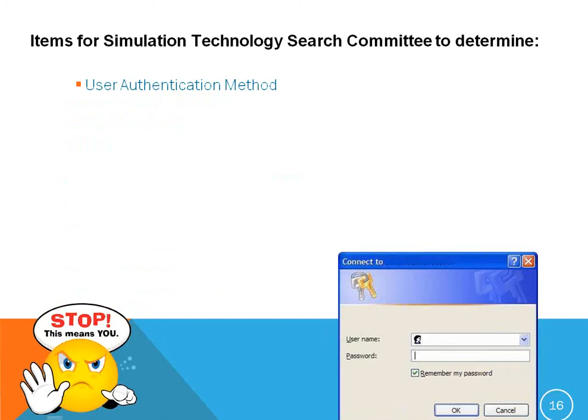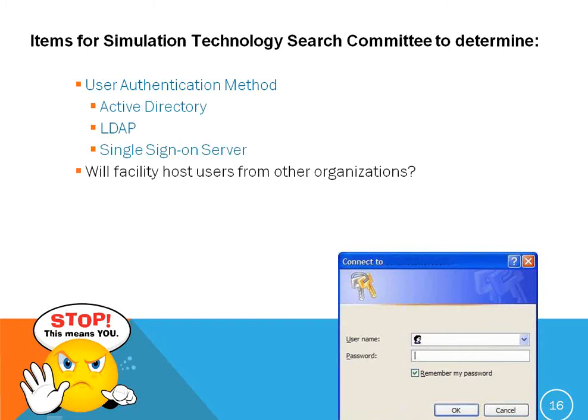So the next thing that we want to be worried about is how will the people that are going to be using the system log into the system? Will you use Active Directory, which is a Microsoft-based login system, or LDAP, or a single sign-on server? And that's set typically by the network policies of your facility. If you can advance a couple, thank you. That's another reason why it's very important to bring your networking, your IT people into the process early in the process.